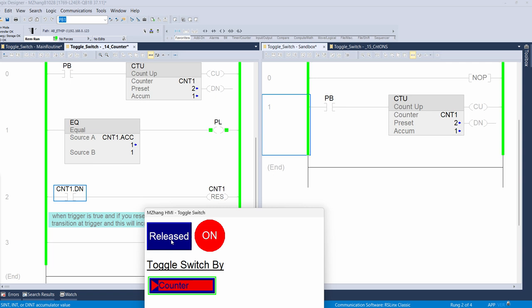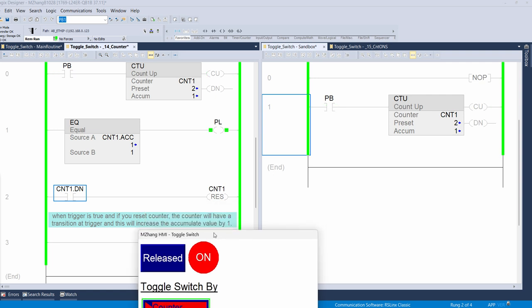It didn't work, right? And then notice here, it stays here. It never reset to 0. So what was wrong?